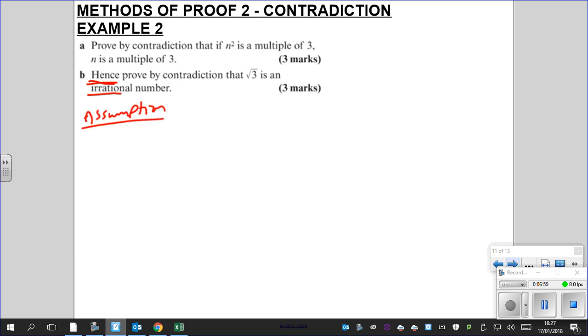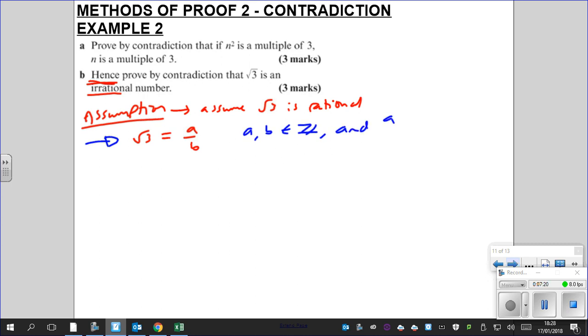So we're going to assume then the opposite. We're going to assume root 3 is rational. So assumption: assume root 3 is rational. And if it is rational, then I can write it as I have done here, which is a over b, where a and b are integers, and a over b is in its simplest form. Okay, so it's broken down to its simplest amount.